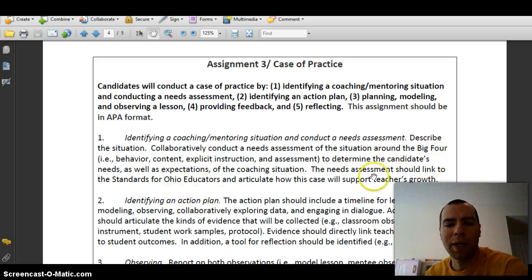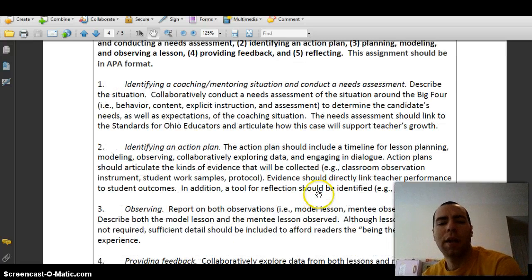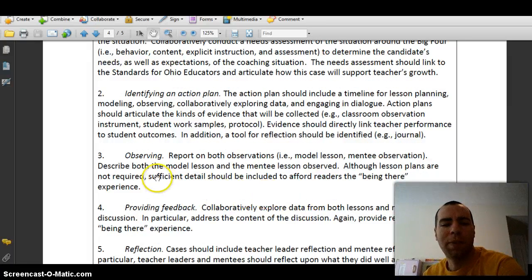The next part is explaining your action plan. What is it that you're going to do with them? Then we're going to have the observation piece, and that's where you're going to be able to observe your mentee and start helping them, but also for them to observe you.